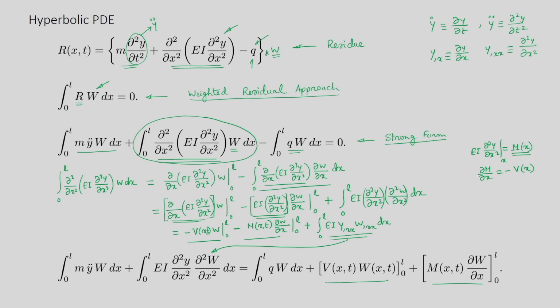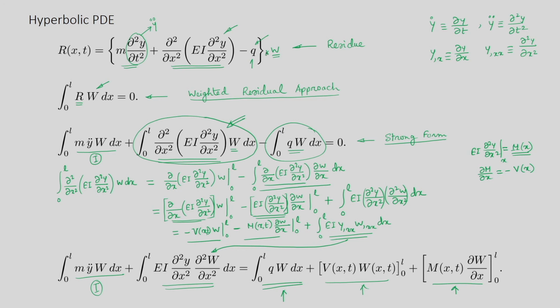Alright, so now what do we get? We get this term. This is the first term, which remains as it is. This is what we got from this term, minus q w dx, that has been taken to the right hand side, so that has been written here in the right hand side. Alright, and the other two terms are appearing as boundary conditions.